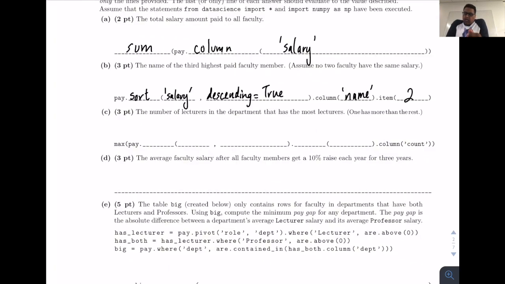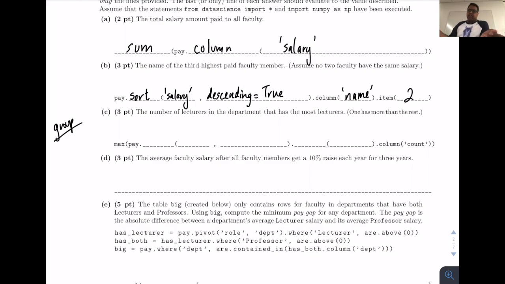Okay, so problem C, we want to find the number of lecturers in the department that has the most lecturers, assuming that one department has more lecturers than the rest. So thinking back to our experiences in homeworks and whatnot, what Python function did we always use to find out the number of instances of a certain column? If you get what I'm getting at, that was group. Group by default, when we specified a column name, would tell us the number of times that any of the rows belong to that type of column. So we know that group might be something we want to use here. And what exactly are we grouping? We want to find the number of lecturers in each department.